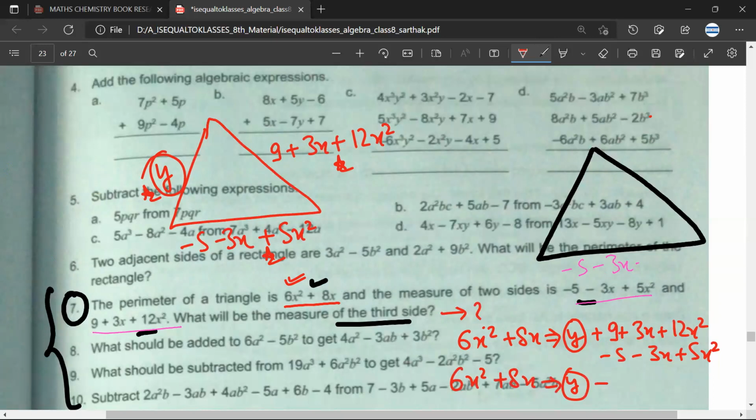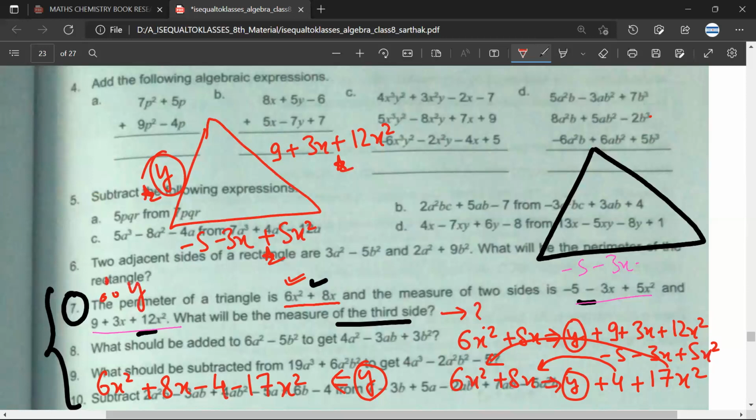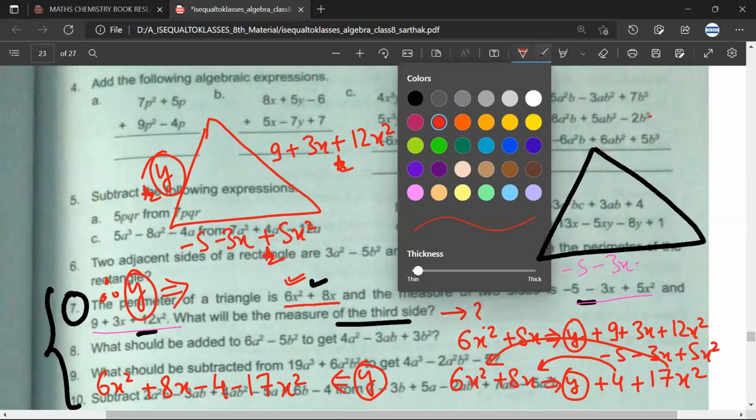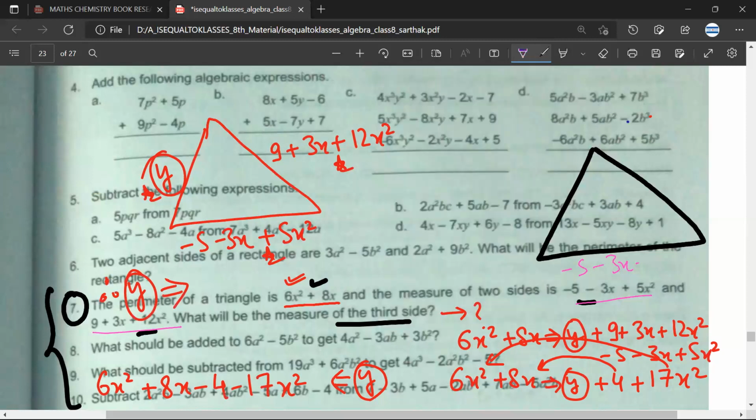So 9 minus 5 is 4. 3x and minus 3x would cancel. 12x square plus 5x square is 17x square. Mr. Sarthak, any doubt? No, sir. So this y would be equal to, this 4 will come on this side, this 17 will come on this side. So this will be 6x square plus 8x minus 4 minus 17x square, which implies that my y is equal to 6x square minus 17x square, minus 11x square, and 8x minus 4.